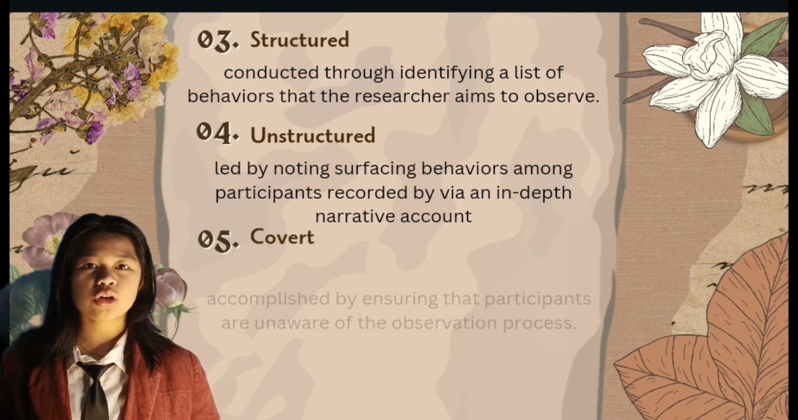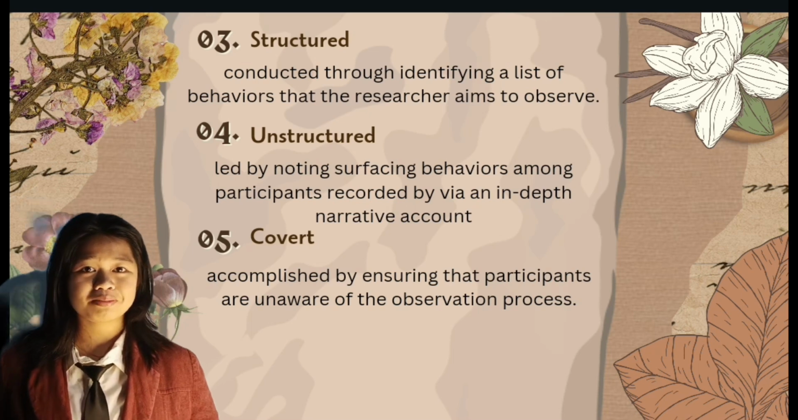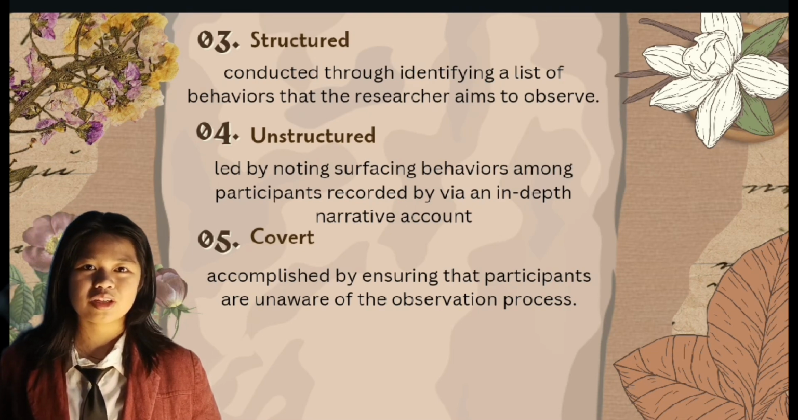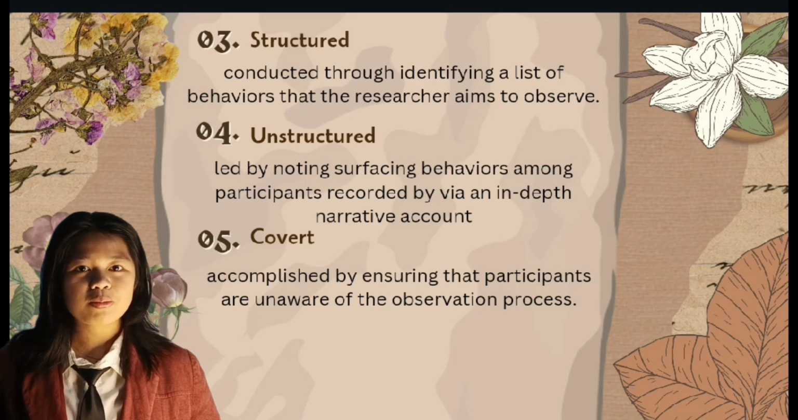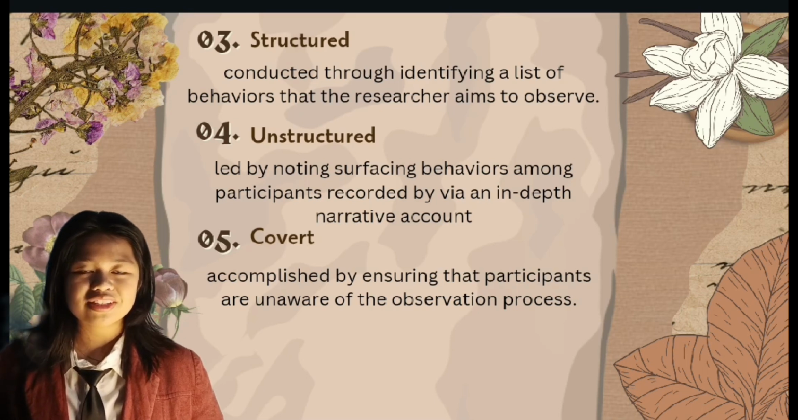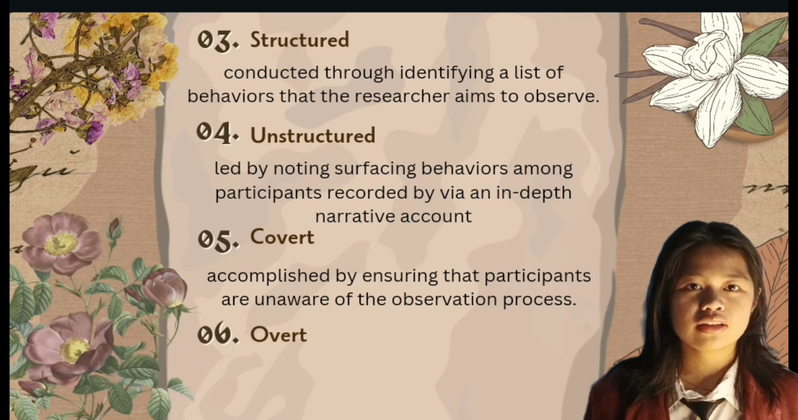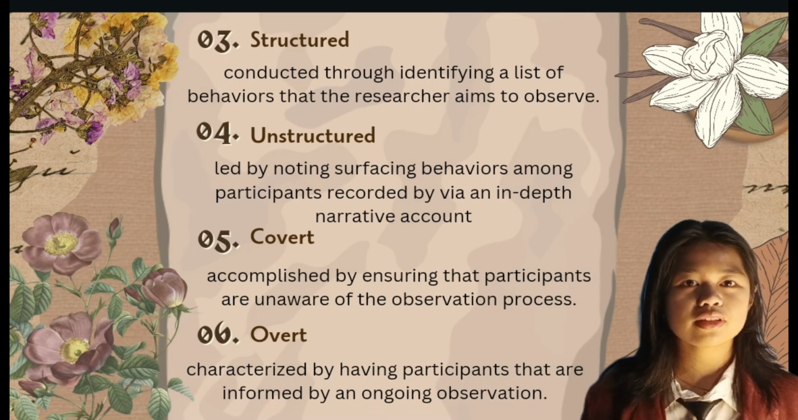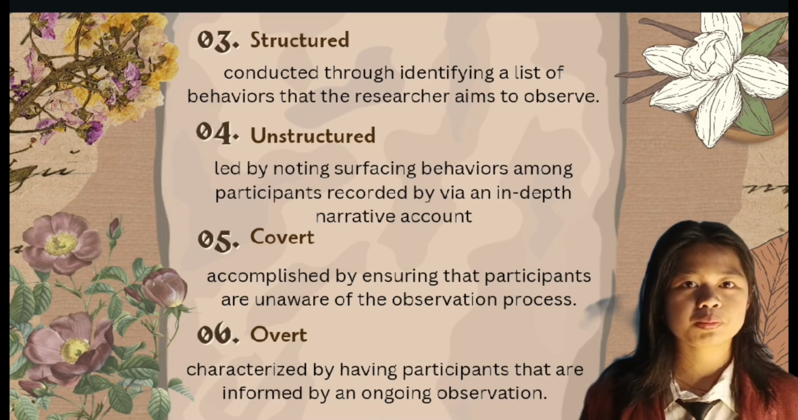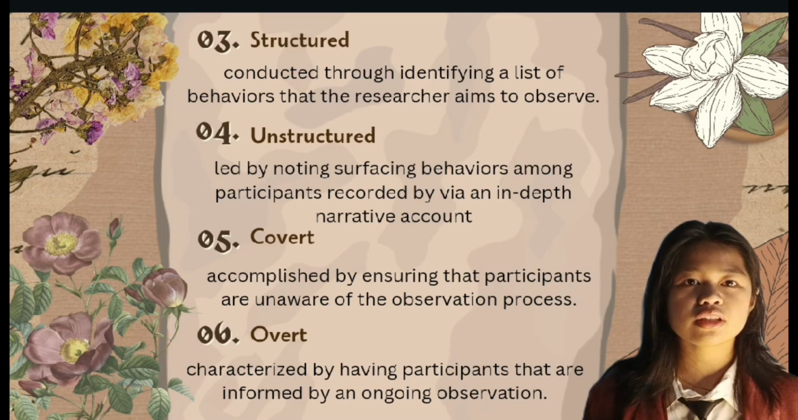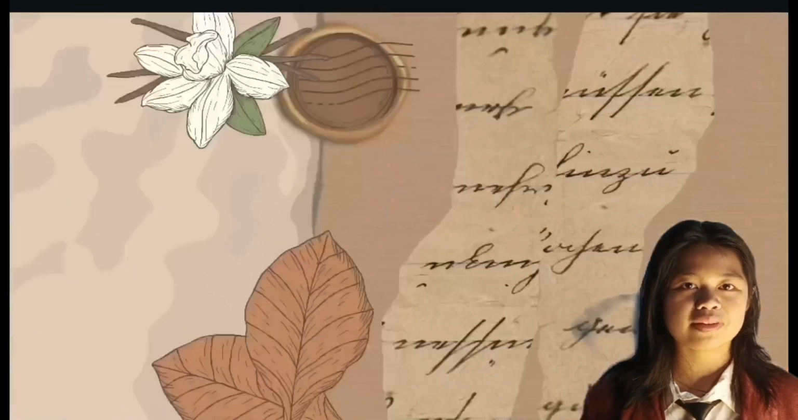Number 5. Covert. The researcher watches people without them knowing they're being observed. This way, people act naturally because they don't realize they're part of the study. Number 6. Overt. The opposite of covert. Participants will know that they're being watched as part of a study. They're aware of the observation process as it happens.